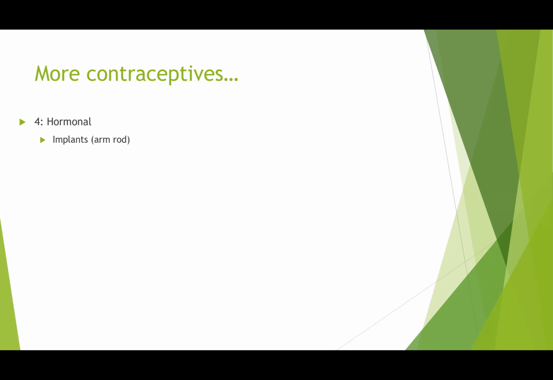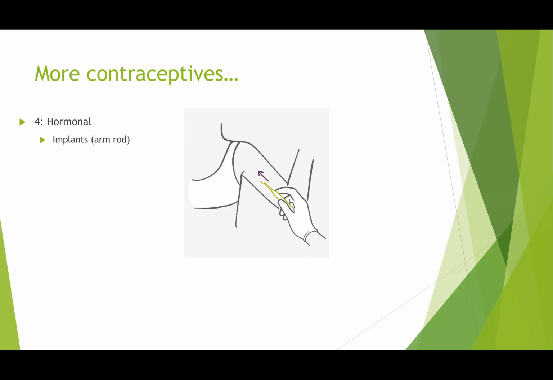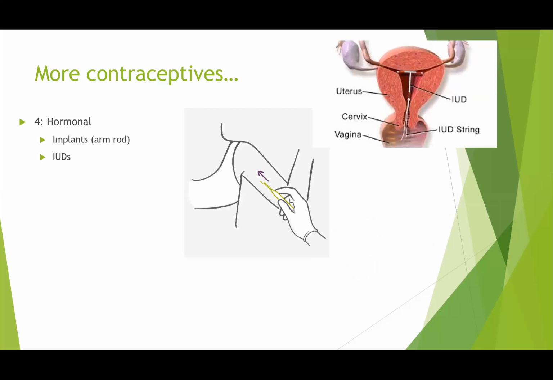So one of them is implants, which I call the arm rod, because it literally looks like a little rod they put in your arm. Again, this puts hormones into the body, works exactly like the pill, and I think you guys have an assignment about that, so you should be good. And you got IUDs, which look a little bit like this. This goes into the uterus. Both of these you have to get done at a doctor's office. You can't do that on your own, obviously. I added the pictures so you can picture it better when you're thinking of them.